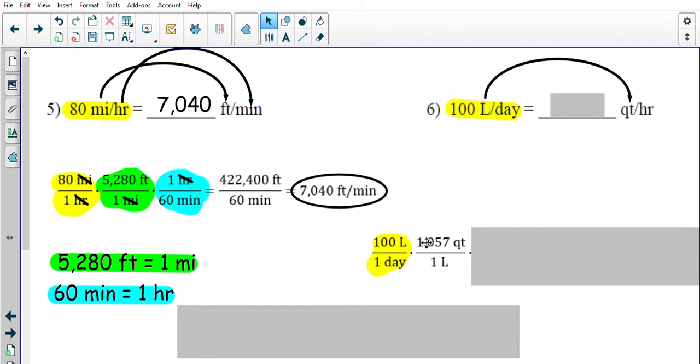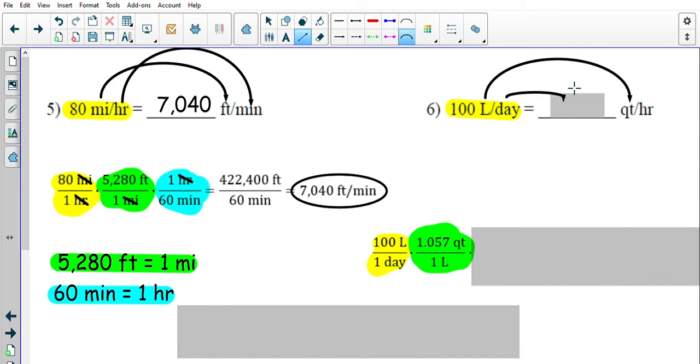But there's 1.057 quarts in 1 liter. Since liters was on the top here, I put the liters on the bottom. So either conversion factor works. This just happened to be the one that I chose to use here. And again, you can use your notes for that because even I don't have these conversions memorized. And then we're also converting between days and hours. So there are 24 hours in a day.